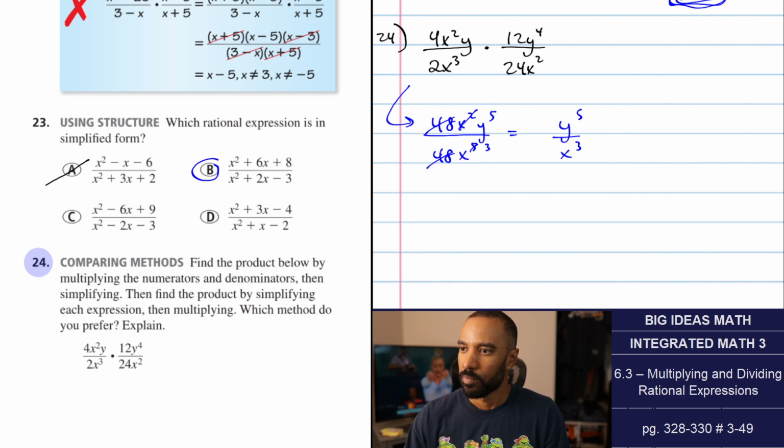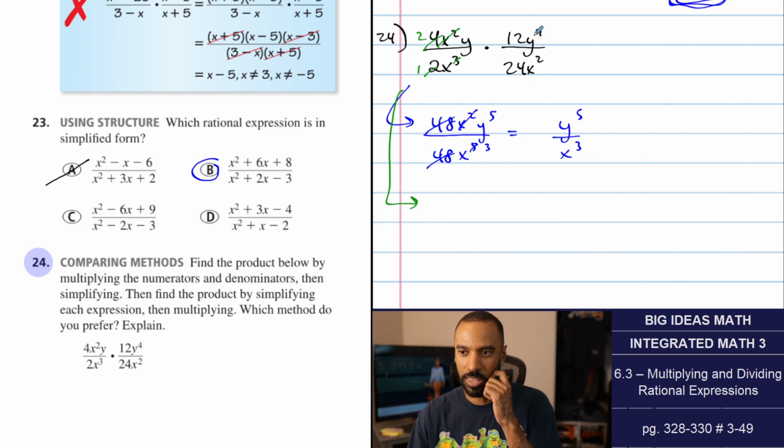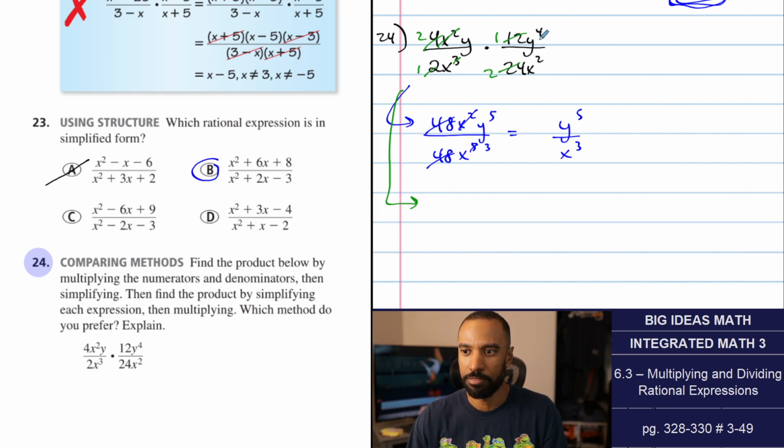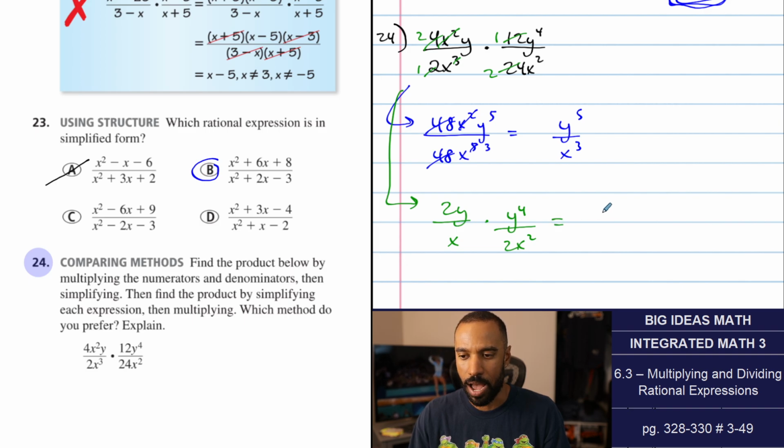Now, the next version I can do is reduce what's on top and bottom right now. So x squared over x cubed and 4 over 2, etc. We're left with certain things like this. 12 over 24 is 1/2. So now I have 2y over 1x, times y to the 4th over 2x squared. Now if you multiply across, see, this is the part I never do. This is 2y to the 5th over 2x cubed, and 2 over 2 is 1. You have y to the 5th over x cubed.